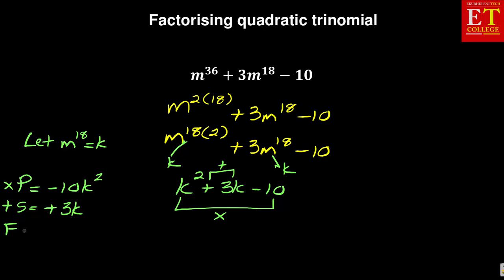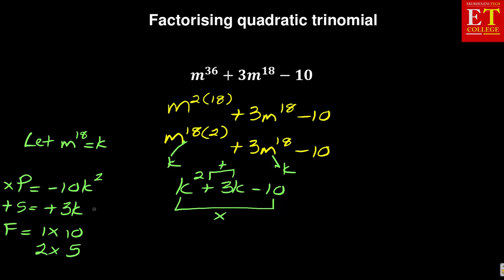Now what are the factors of 10? It's 1 times 10 and 2 times 5. So now I'm looking for two numbers. When I multiply them, the product, I get a negative 10, which means one of the numbers must be negative. Remember, if one of the numbers is negative, I'll get a negative 10. But when I add them, I must get a positive 3.